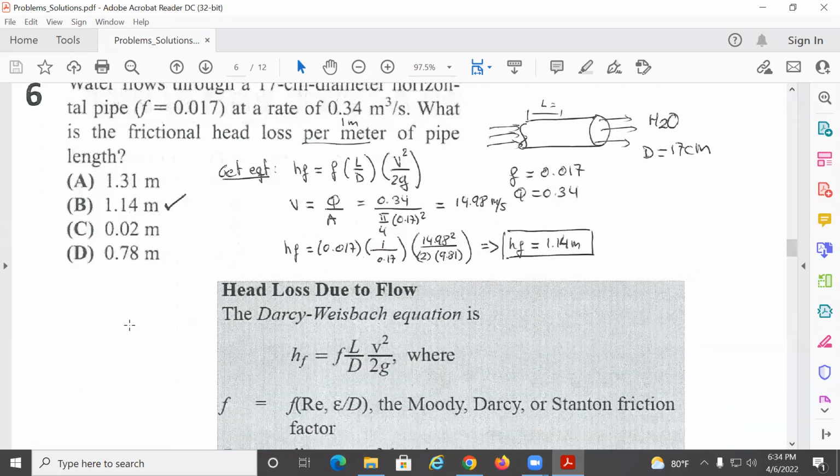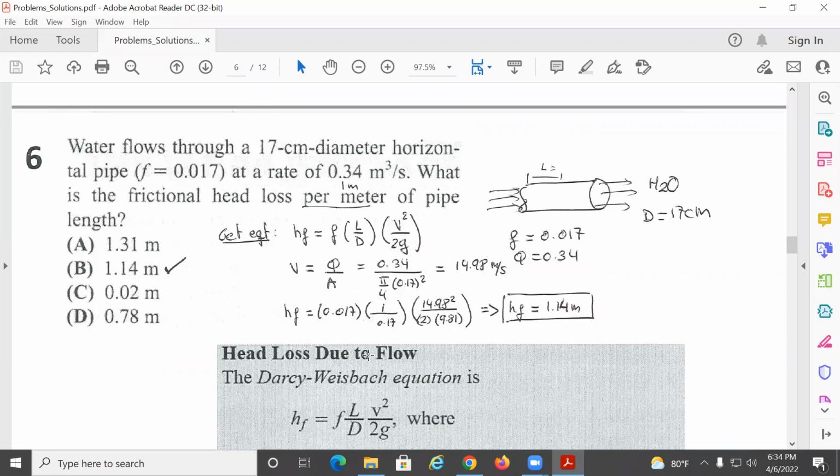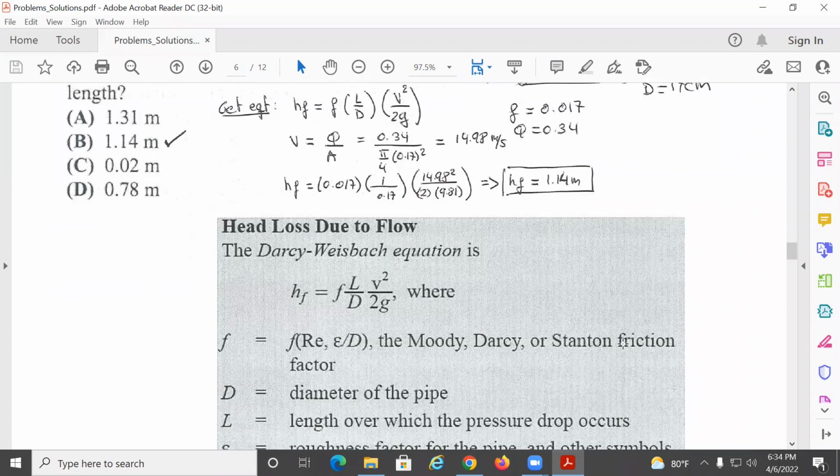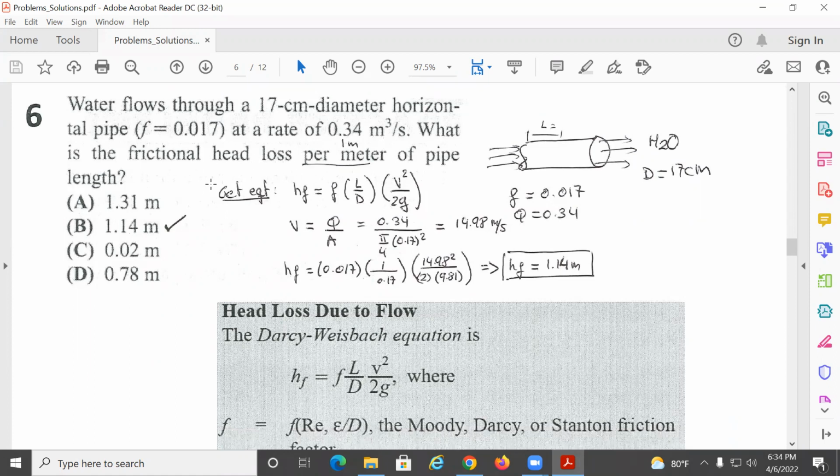Okay, this one is a bit more difficult because you need to know the head loss equation, but it's given to you in the book. So water flows through a 17 centimeters diameter horizontal pipe, and you know that the Stanton friction factor, which is the letter F, is equal to 0.017 at a rate of 0.034 cubic meters per second. So this is like the volumetric flow rate. So what is the frictional head loss per meter of the pipe length?